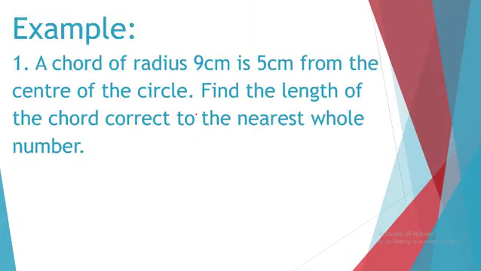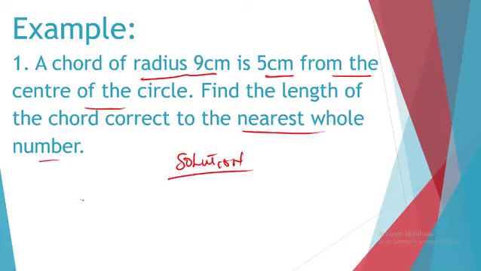Let's take some examples. Example number 1: a chord of a circle of radius 9 cm is 5 cm from the center of the circle. Find the length of the chord correct to the nearest whole number. Okay, let us start. The first thing we must do is to draw a circle, and then we find the center of the circle.